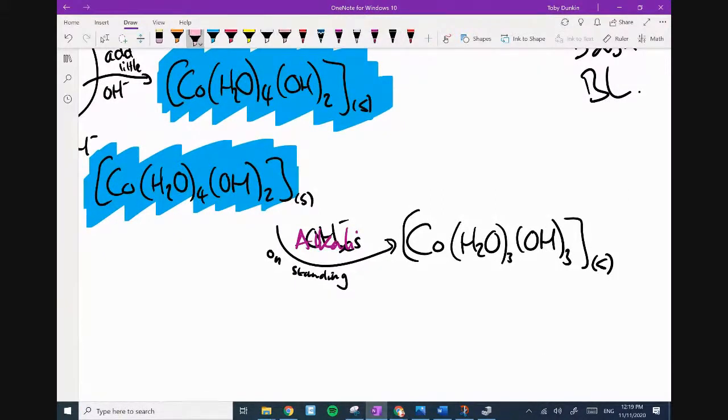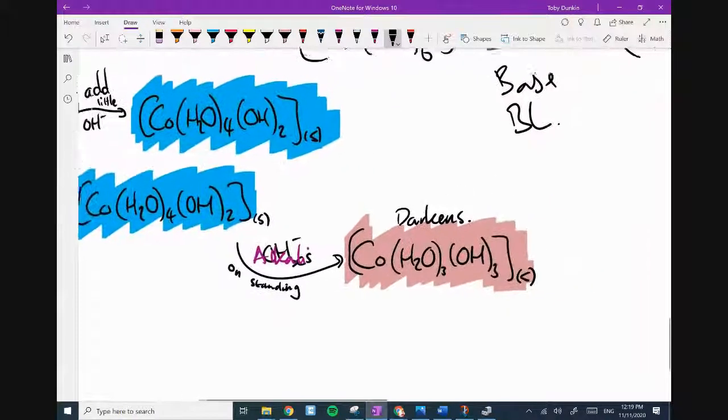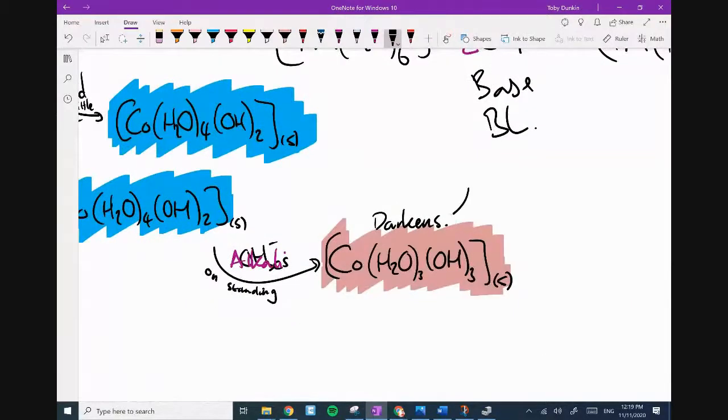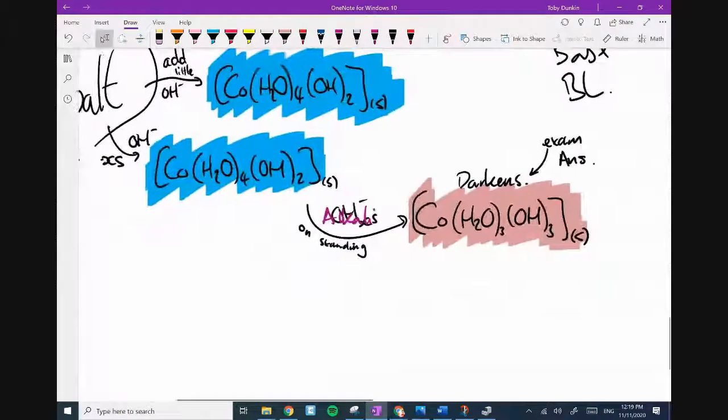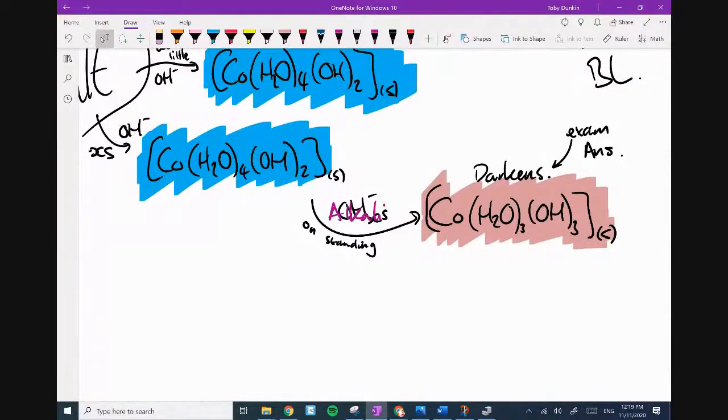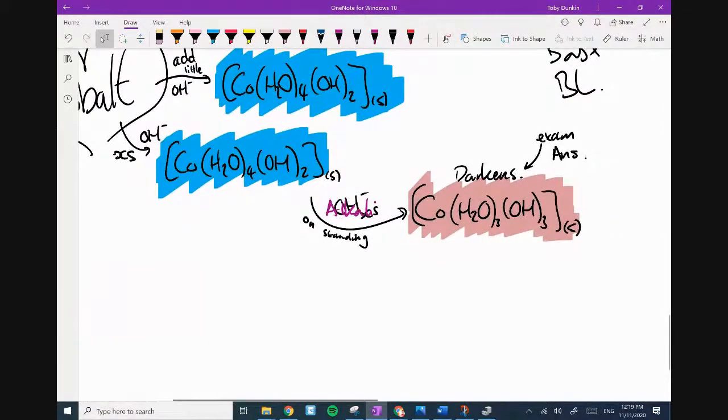Because what's actually happened, as I said, can I just point out, in your exam, it turns like a fleshy brown color. And all you actually need to state in your exam is that it darkens. I quite like that. That's kind of a workaround with this stupid color. Yeah, that's an exam answer. You can just say darkens on standing. But in reality, it's a full change. It turns into like a pale pink, pinkish, fleshy color. But it is also a precipitate.